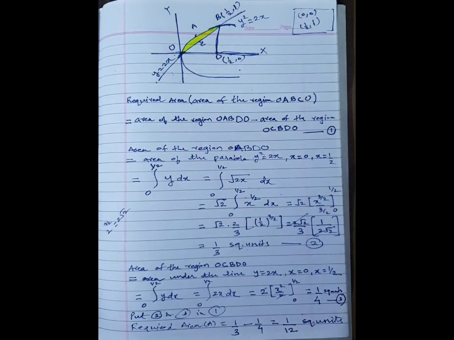Then here students, in this chapter there is only one exercise, 5.1. Here exercise 5.1 is completed. Here students, your chapter application of definite integration is completed.